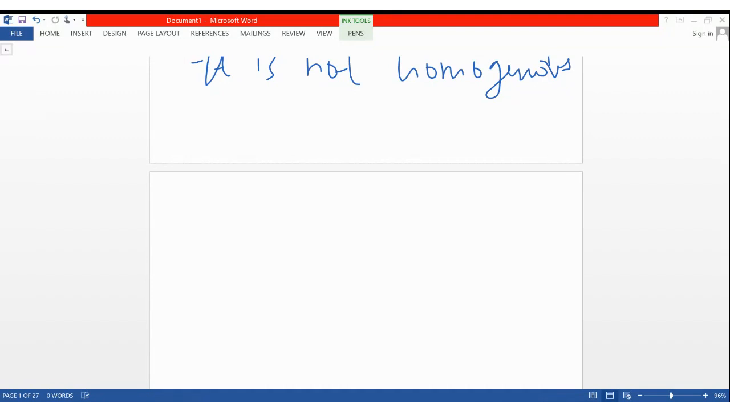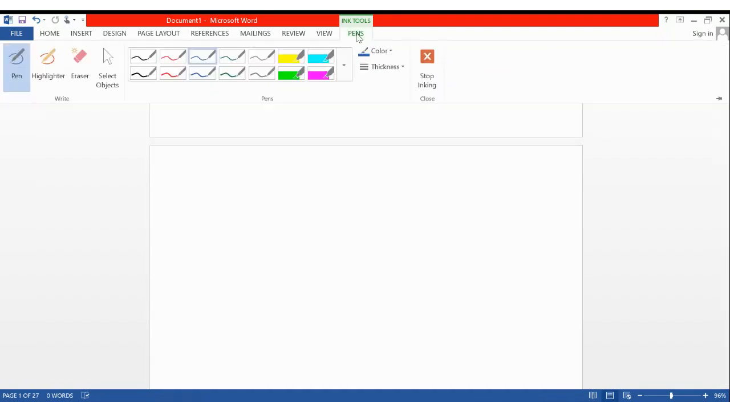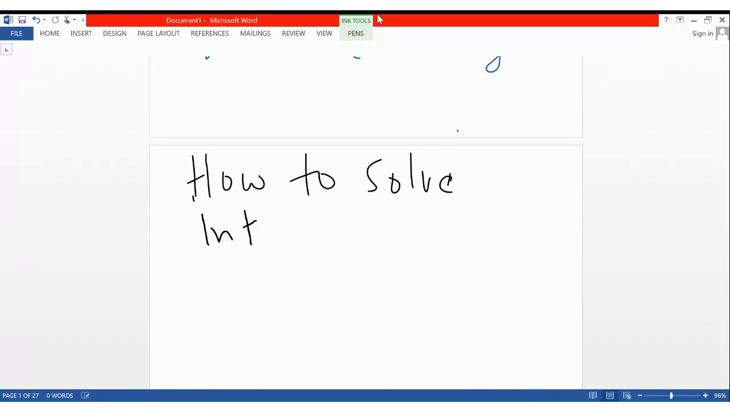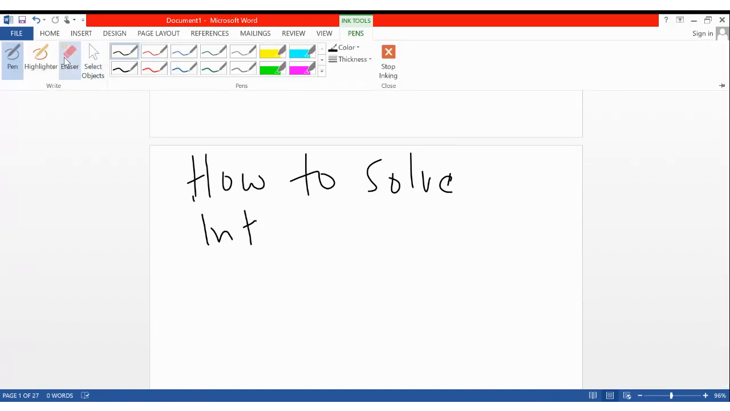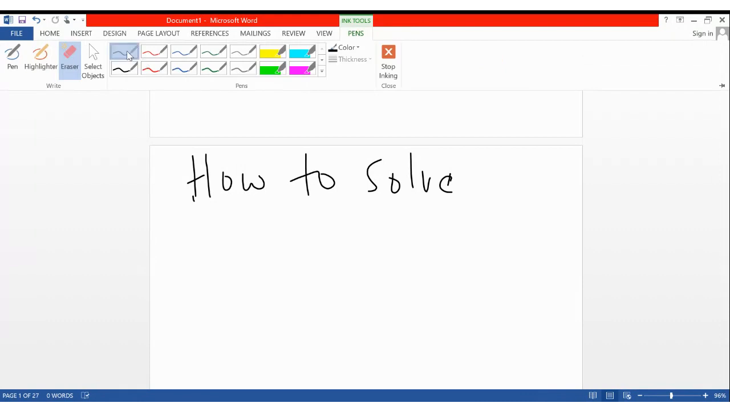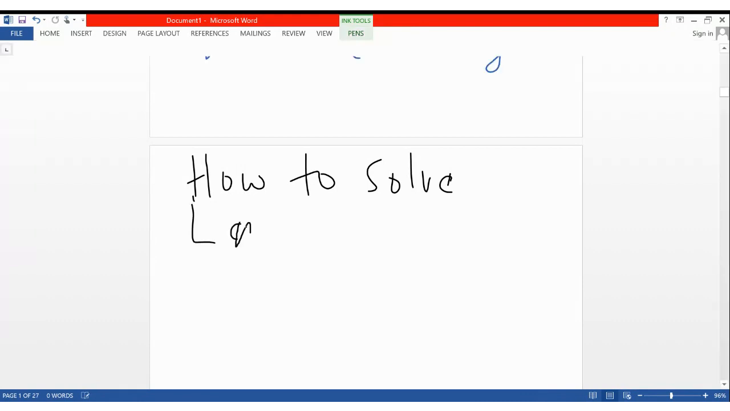So I'll have this one. How do we solve these ones? How to solve? We let y to be given by v times x.